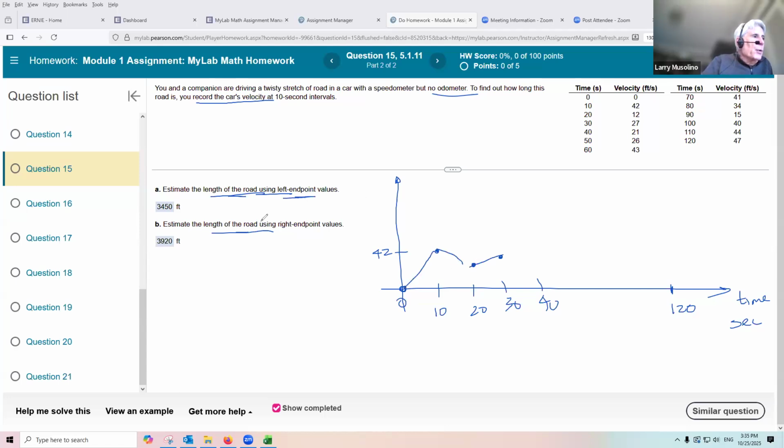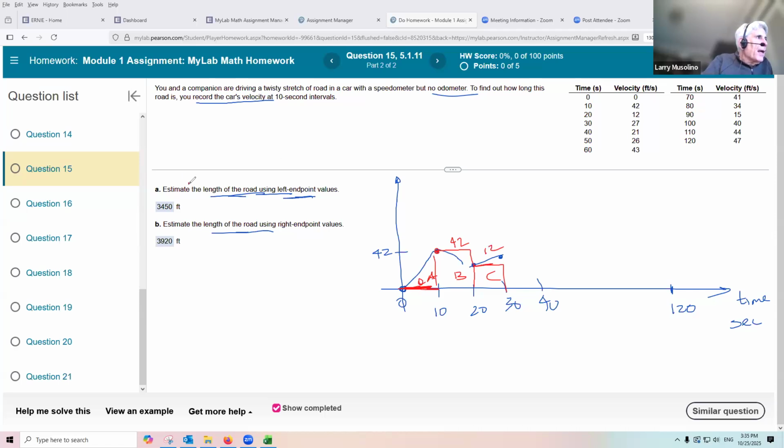Let's do part A where we use left endpoints. So let me draw a rectangle A, B, C, and so on. Well, if I use the left side of each interval, this rectangle A is going to be a height of 0. How about rectangle B? Well, if I use the left endpoint, this height is 42. And how about rectangle C? Rectangle C, the height is 12. Remember, we're using left endpoints.